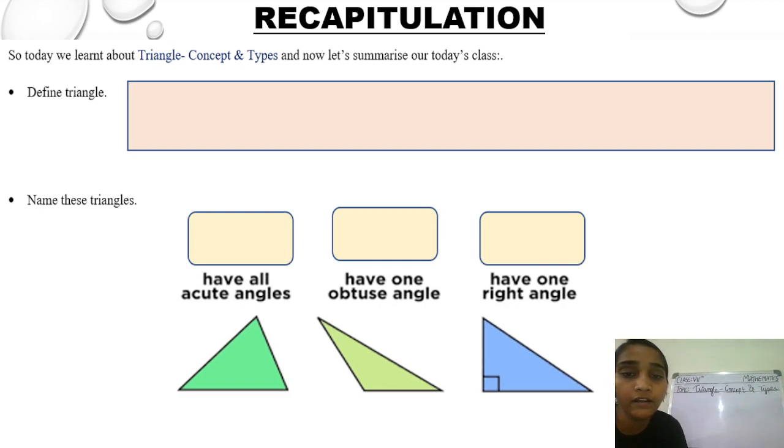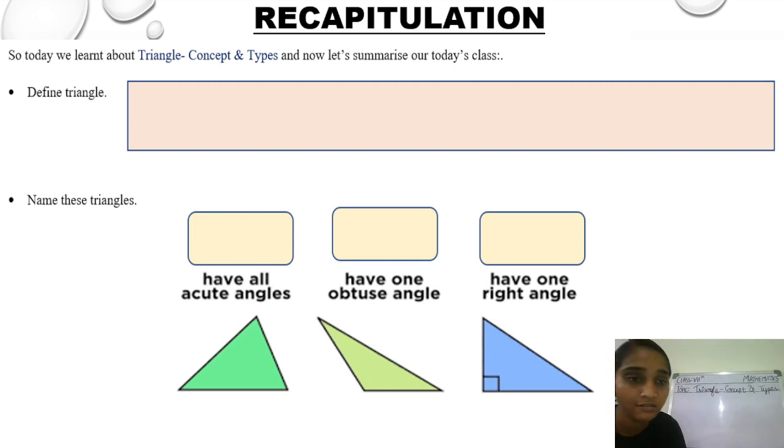Very good. And if it has only one right angle, which is 90 degrees, right angle means a 90 degree angle, one angle is 90 degrees, so it is called a right angle triangle.